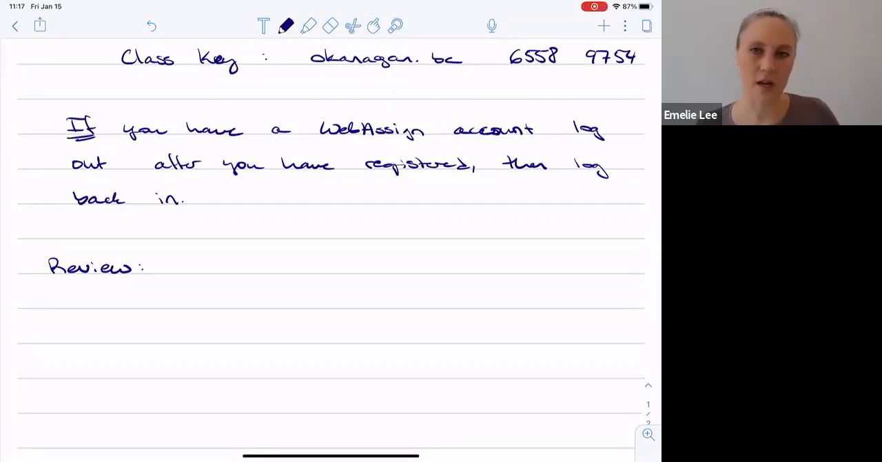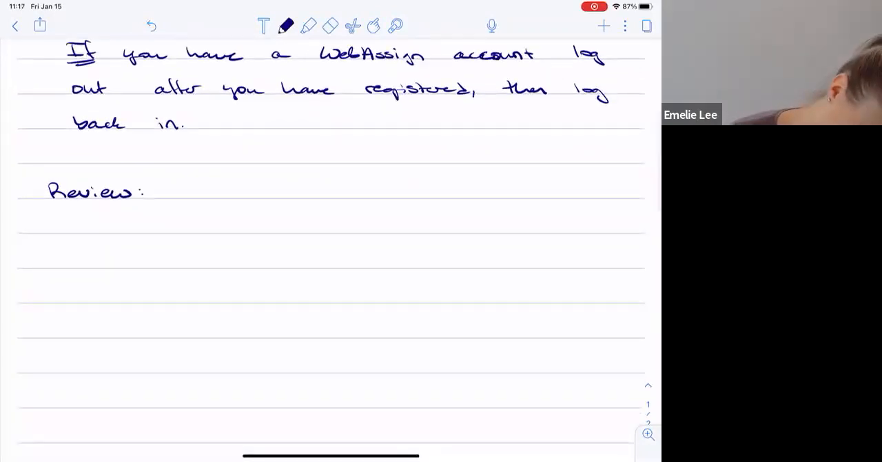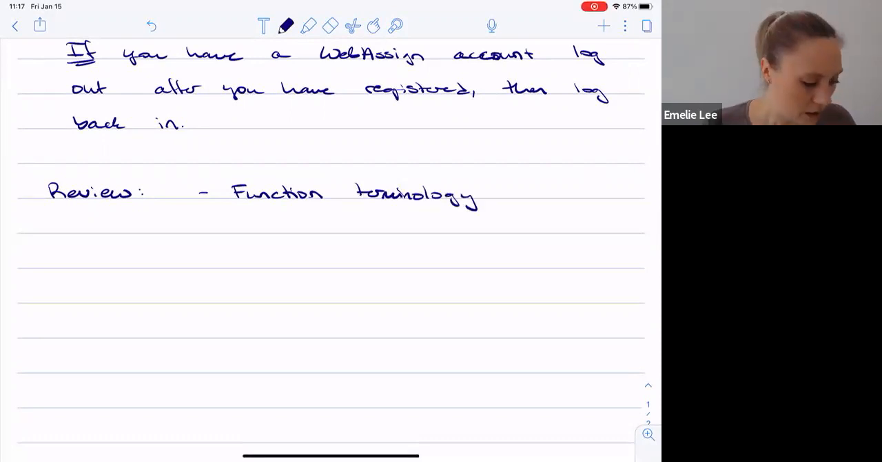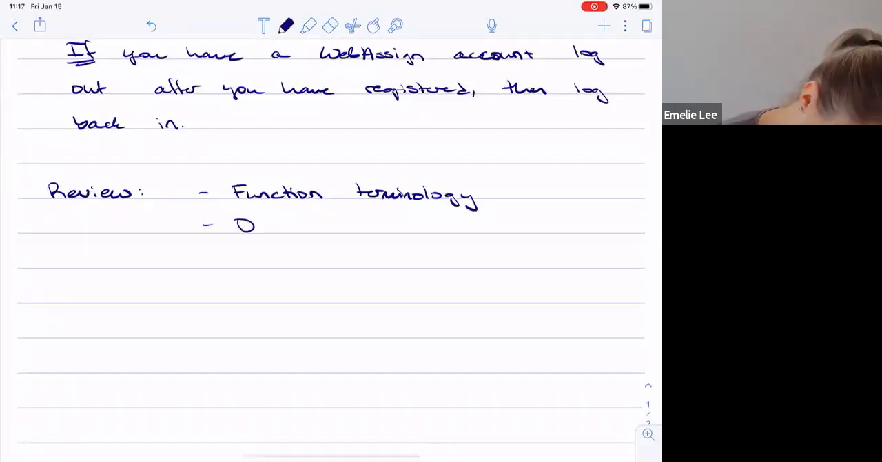All right, so just as a quick review, just flipping back here, we just developed some function terminology, right? So we talked about function terminology. And I'll just leave it at that because it was just on Tuesday. But also we talked about domain rules.